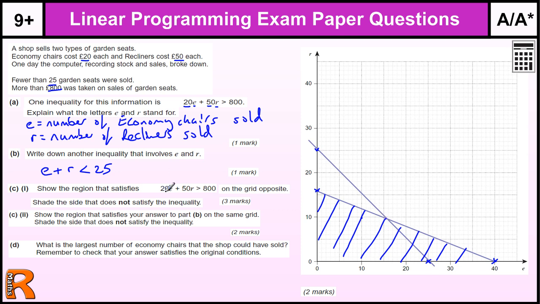And we want it so it's less than 25, which is going to be on this side, so we have to cross out everything on the other side. Now there's 1 mark for drawing the line and 1 mark for shading out the correct side, or the incorrect side as it were, this side. Now what is the largest number of economy chairs the shop could have sold?